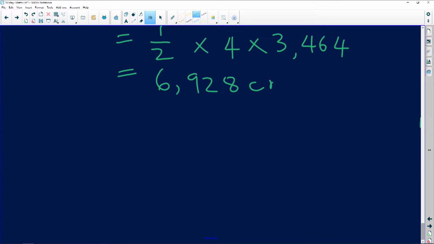6.928 centimeter square. The unit of measurement is very important. If it is area, it needs to be a square. If it is volume, cubic centimeters. So you need to be very mindful of what it is that you are doing at that particular moment. So in this particular moment, we are calculating area and we are using our centimeter square.